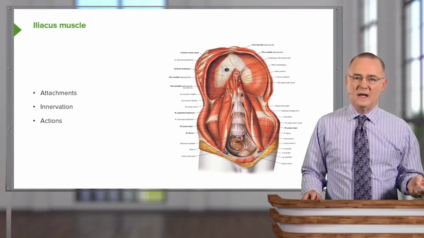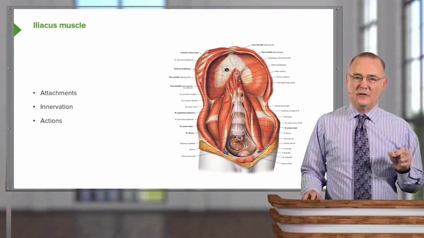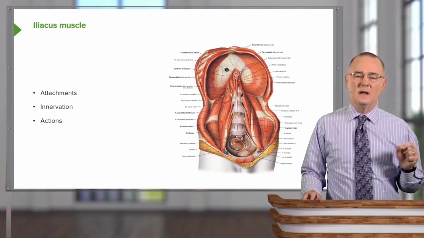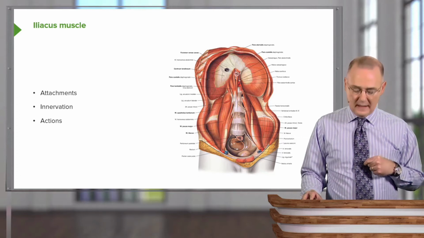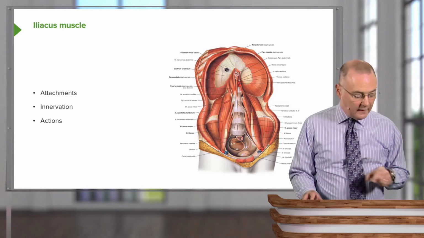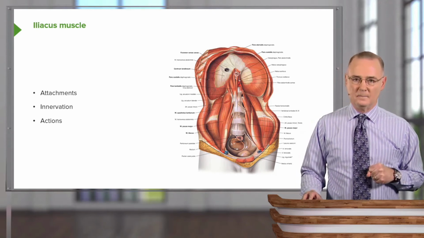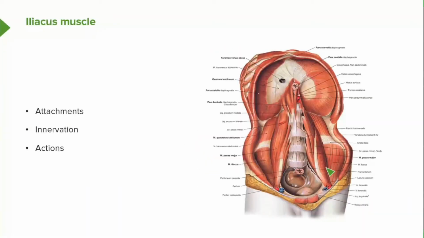Collectively, the psoas major and the iliacus are known as the ilio-psoas, and since they both contract to the same point, the function of the iliacus is the same as the psoas major, a powerful flexor of the femur at the hip. The nerve that innervates your iliacus will be the femoral nerve, and the femoral nerve would run on the lateral margin of the psoas major.